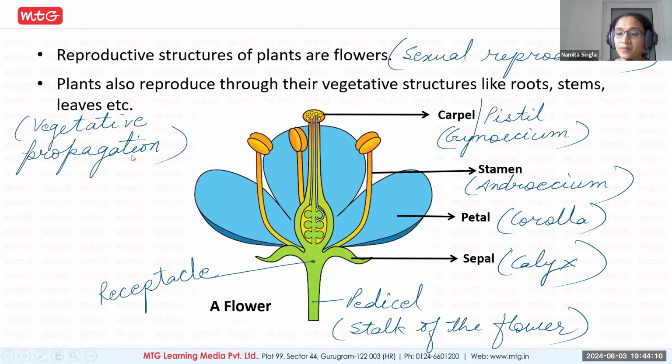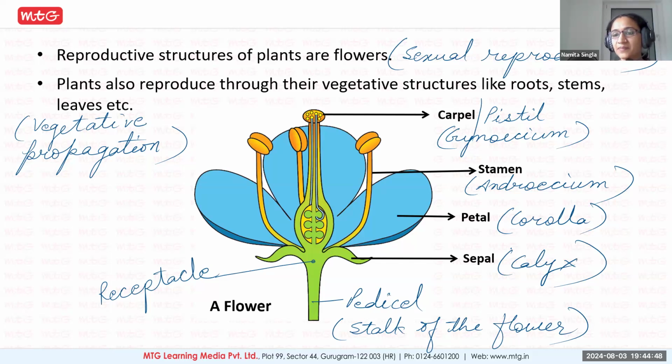Can somebody give me an example of a plant, like a vegetable that you eat, which reproduces through stem or root or leaf? Okay, Arohi. Ma'am, potato. Potato reproduces through which part? Stem. Stem, yes, underground stem. Buds. Yes, buds, but they are present on the stem only. You are right. So those buds are present on the underground stem of potato. Underground stem of potato is actually called a stem tuber. So it is vegetative propagation that takes place in potato.